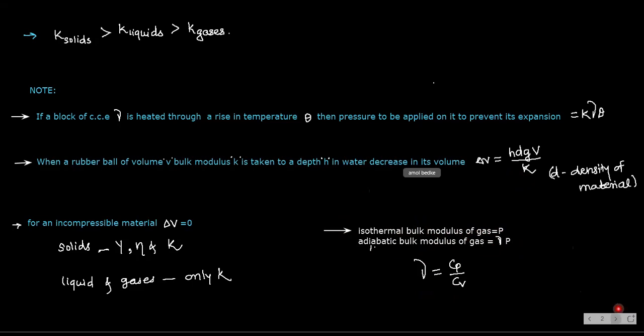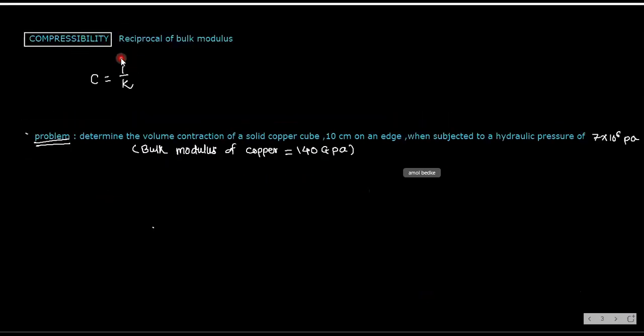Okay, next. Now compressibility. Compressibility is nothing but the reciprocal of bulk modulus. So C is equal to 1 by K. According to that, what units will we get? They are the reverse of those of the bulk modulus. Okay. Now let's solve one problem.